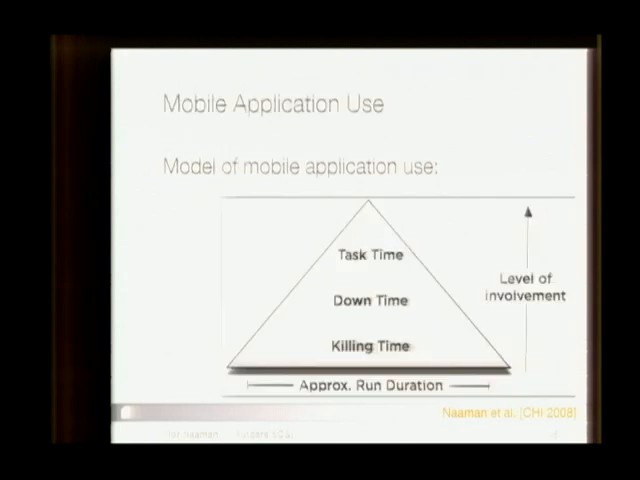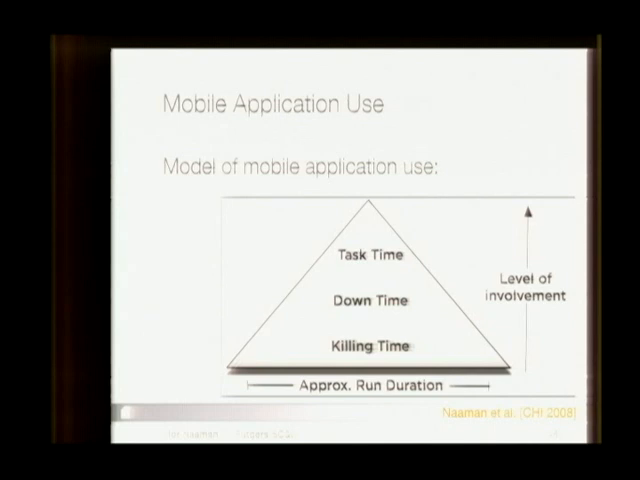One of the findings was a very little model of how people use mobile applications. We called the different themes that emerged task time, downtime, and killing time. And this is the run duration, this is the level of involvement.